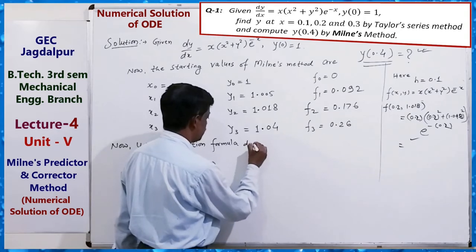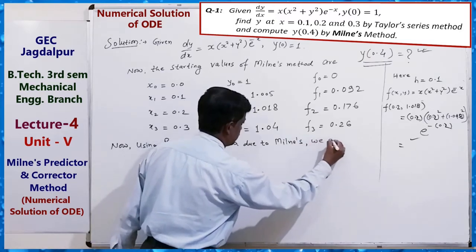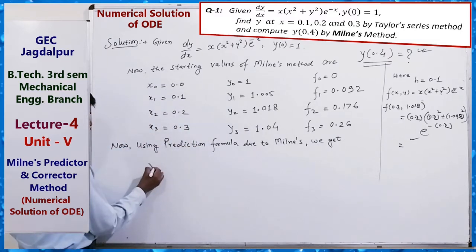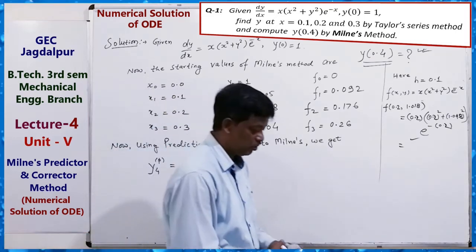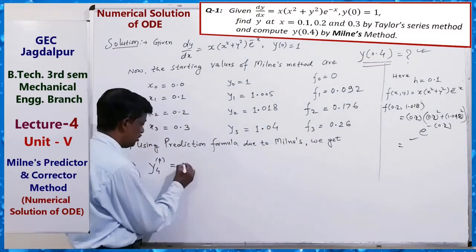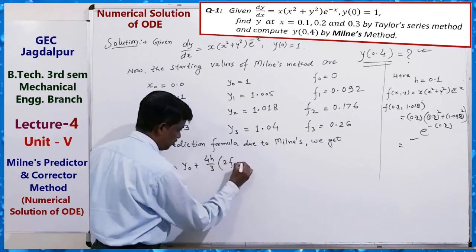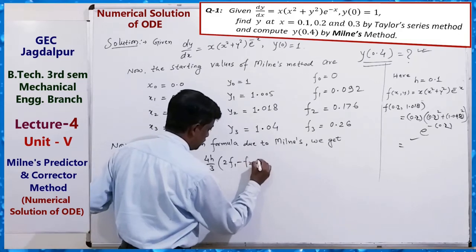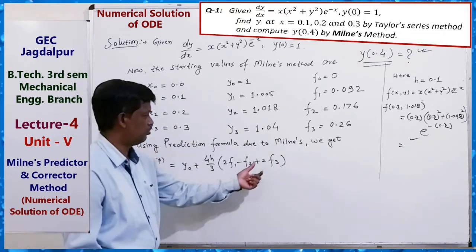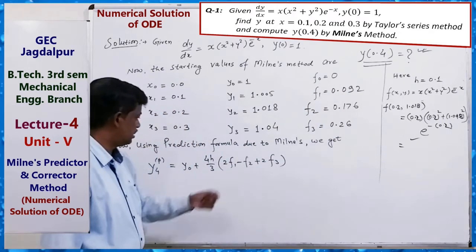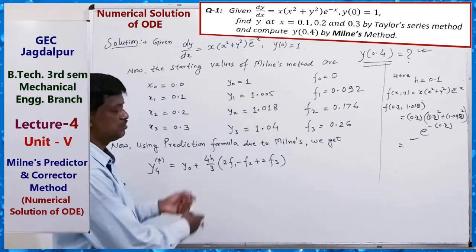Due to Milne's, we get the y4 prediction value. We have to find the value of y4. So prediction value y4p equals y0 plus 4h by 3 times (2 f1 minus f2 plus 2 f3). This is our prediction formula due to Milne's. Just use all the values f1, f2, f3. h equals 0.1, and y0 equals 1.